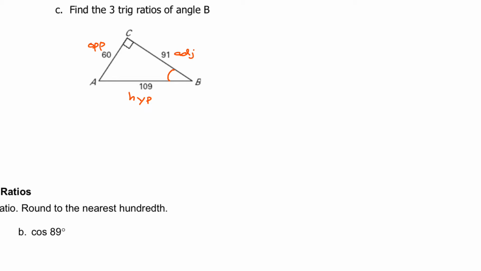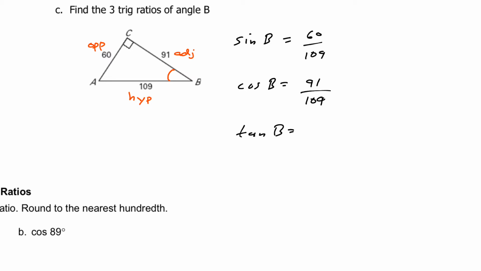So let's write down our three trig ratios. So the sine of angle B is going to be the length of the opposite side, which is 60, divided by the length of the hypotenuse, which is 109. And then the cosine of angle B, that is going to be the length of the adjacent side, which is 91, divided by the length of the hypotenuse, 109. And then the tangent of angle B is going to be equal the length of the opposite side, which was 60, divided by the length of the adjacent side, which is 91.